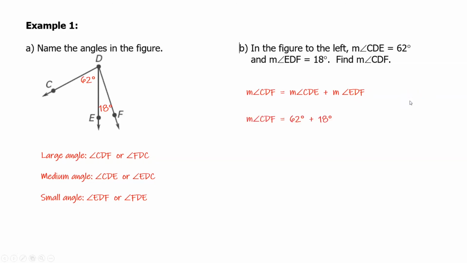So then you have the measure of angle CDF. You're going to substitute 62 and 18. Then you can simplify that and say that the measure of CDF is equal to 80 degrees.